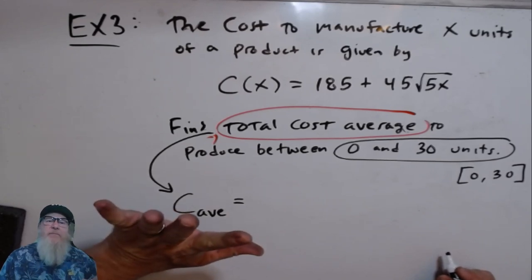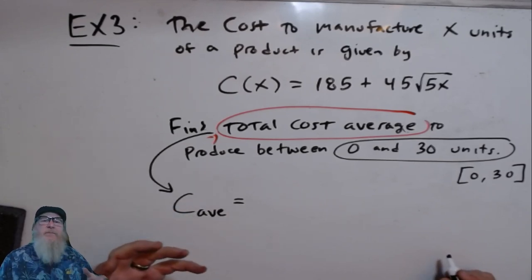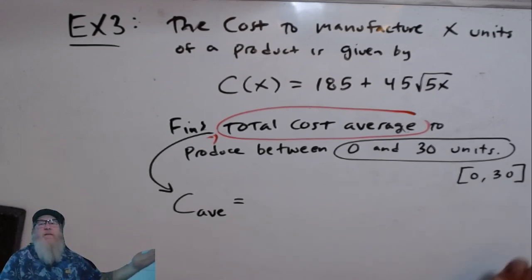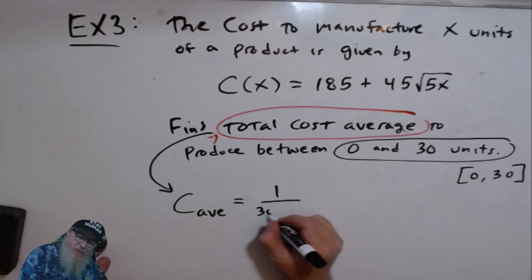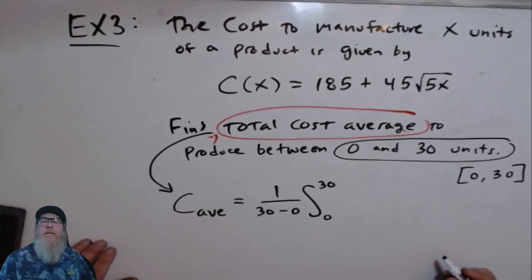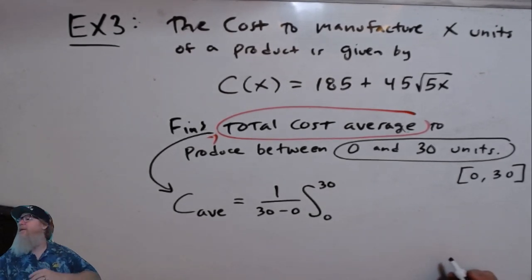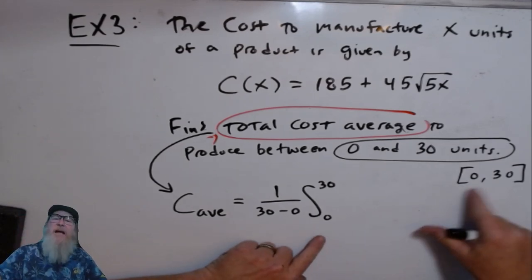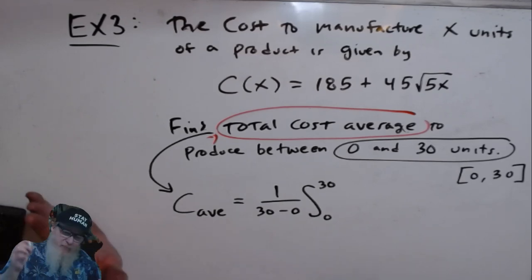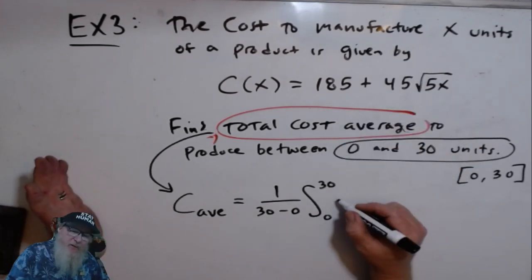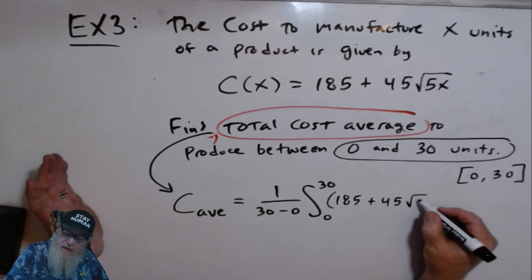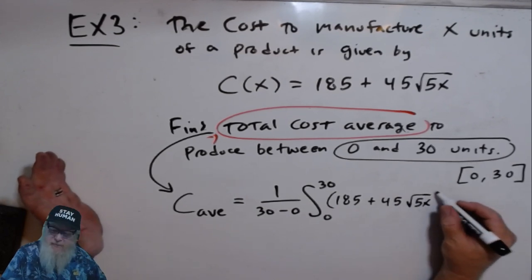Let's calculate it, and I'll explain how it's not a rate. It's not telling me how much per unit. It's telling me the total on this interval. So again, 1 over 30 minus 0, same old story, 0 to 30. I have to do some examples where we don't start at 0, just to round this lecture off. But for now, they're all starting at 0. And then we'll take our cost function, 185, I better use some parentheses, plus 45 times the square root of 5x dx.